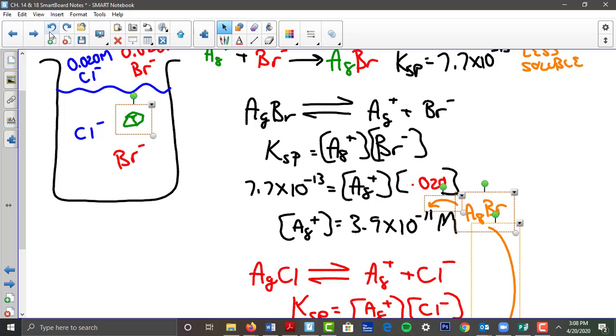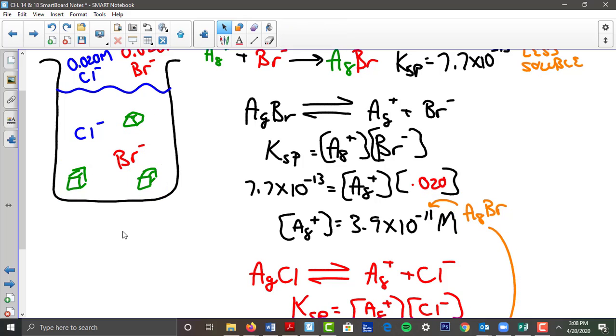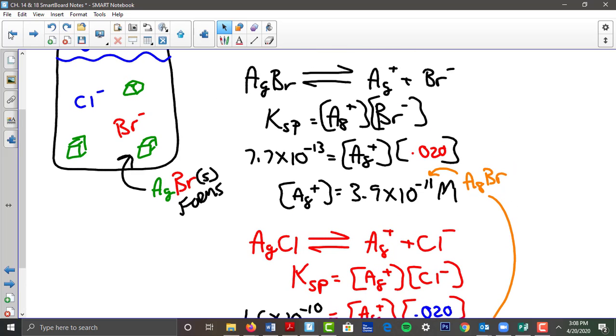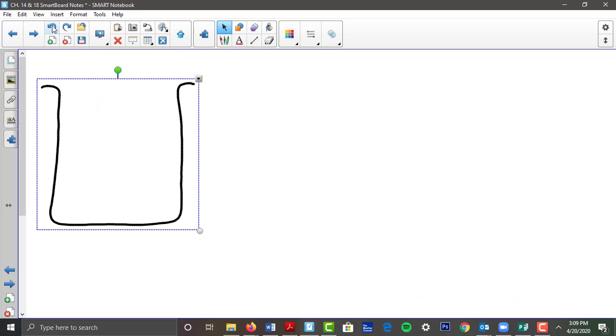So these little crystals that are forming in the solution first, those are going to be crystals of silver bromide. And the silver bromide is going to continue to form until this dilute solution reaches a concentration of 8 times 10 to the negative 9th. Then both solids will start to form. Last one.